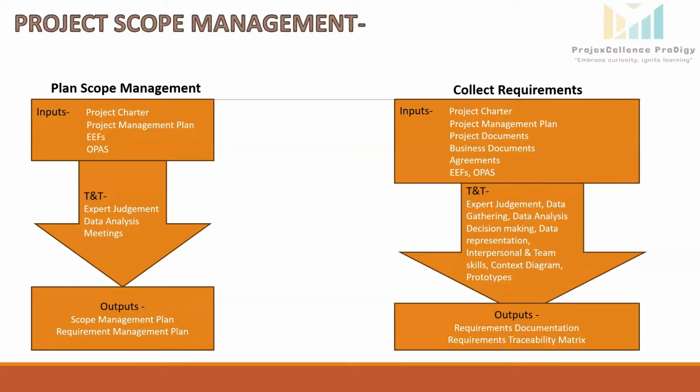Coming to data analysis. This is another powerful tool. Different data analysis techniques can be used, like alternative analysis. It's a technique used to evaluate different approaches, solutions, or options for achieving the project's objectives. The project team might use alternative analysis to decide between different types of solar panels, like monocrystalline, polycrystalline, or thin film, based on efficiency, cost, durability, and compatibility with the site's environmental conditions.